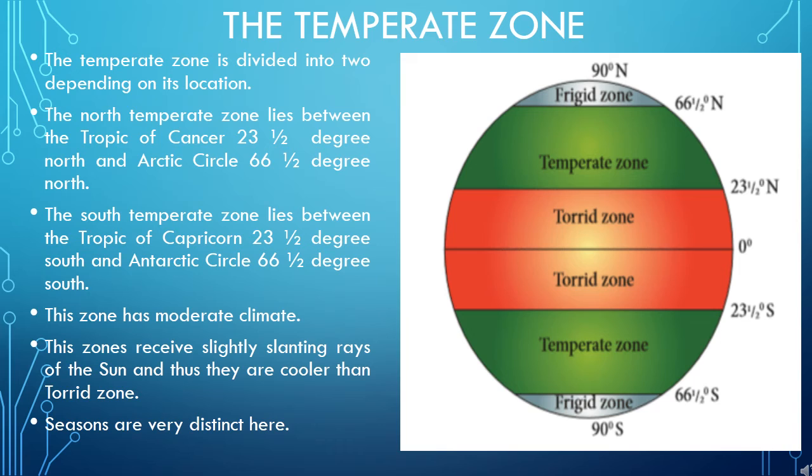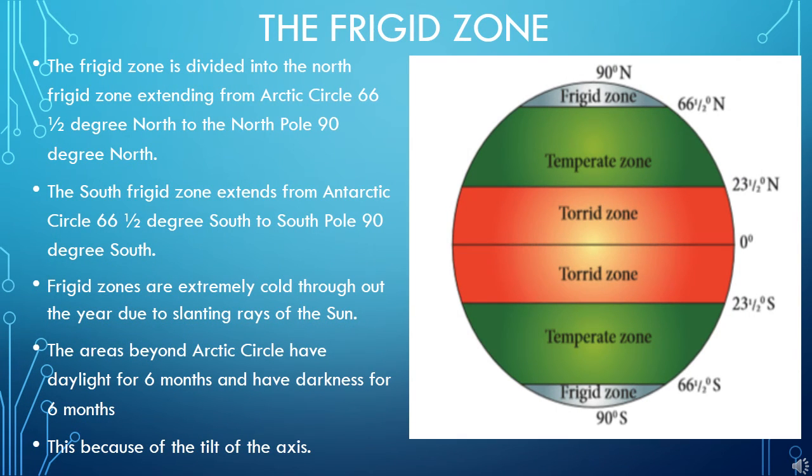Here the temperature is moderate, neither very hot nor very cold. So this is about the temperate zone. Now let us study about the next zone. This is the third heat zone.